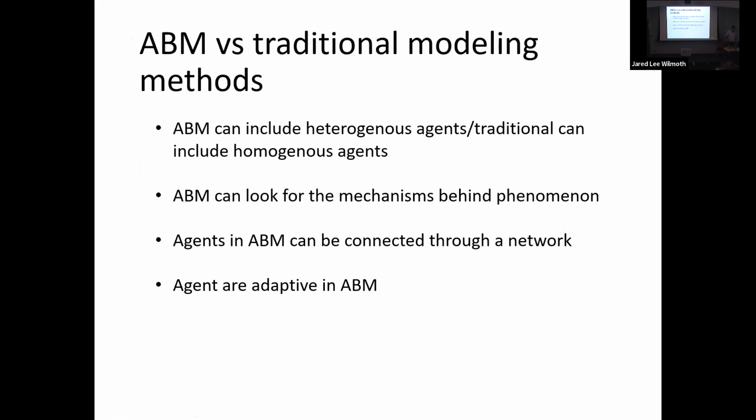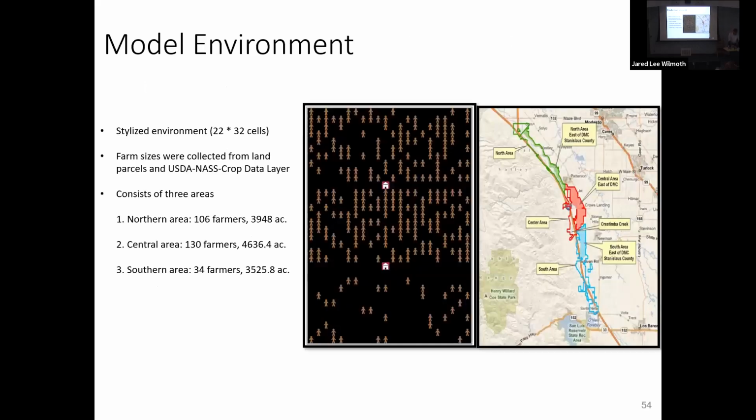So there are some advantages if you compare ABM to traditional modeling. ABM can include heterogeneous agents, but traditional models can only include homogeneous agents. ABM can look for mechanisms behind a phenomenon, for example, in this case, how farmers adopt water reuse. Agents in ABM can be connected through a network. We can develop a network where agents are connected with each other and impact each other's decisions. And agents are adaptive in ABM.